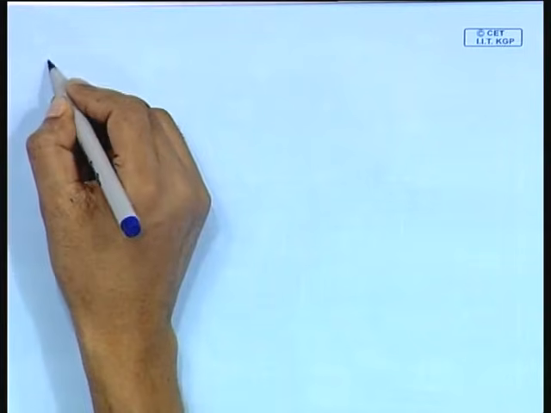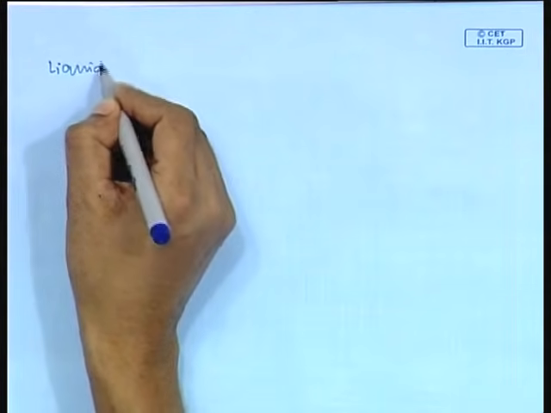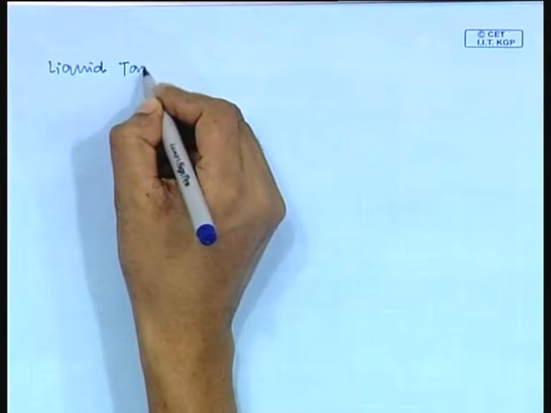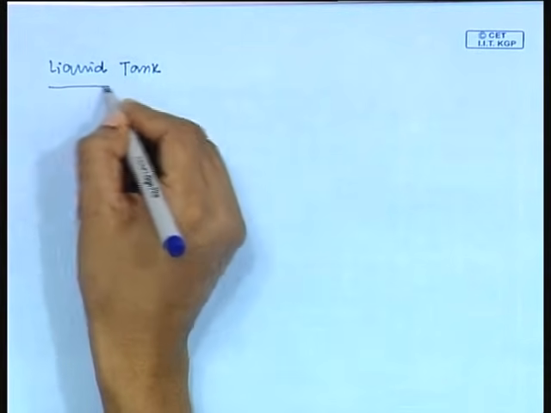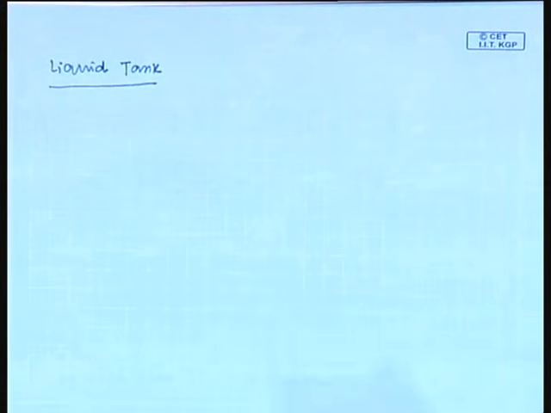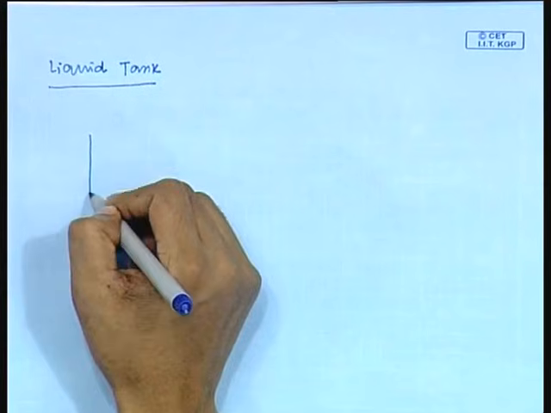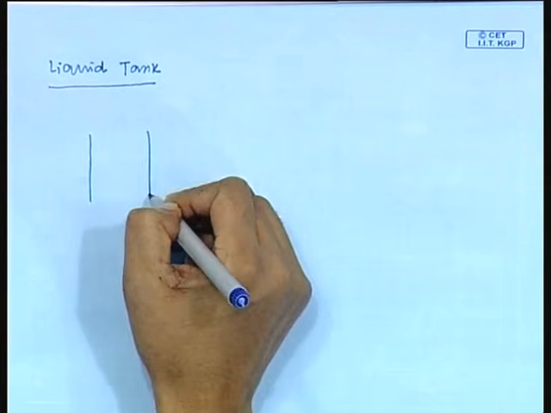Now, we will take different examples and select the different variables for each specific example. We will start with a simple liquid tank system. So, this is a liquid tank system.